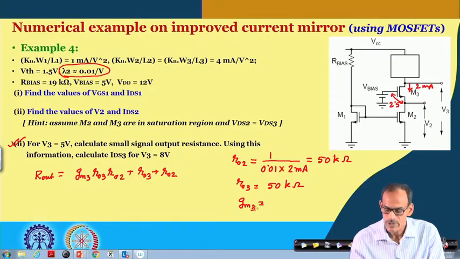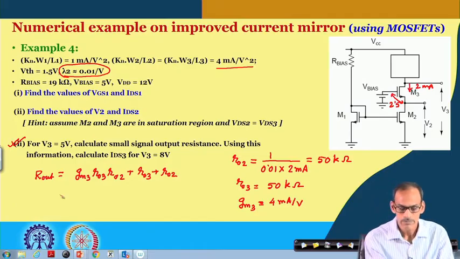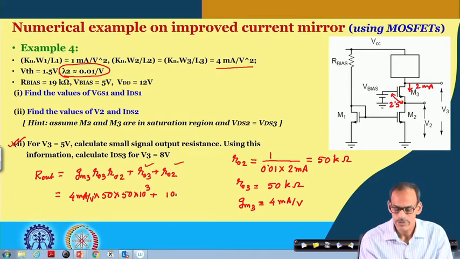So, that gives us gm3, by utilizing the K value here, K into W by L of 4, so we can say 4 milliampere per volt. Hence the Rout we are getting here is 4 milli multiplied by 50K into 50K, and then we have 50 and 50 here. So, that gives us 100K.